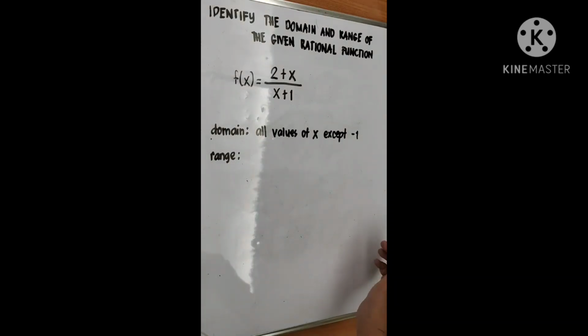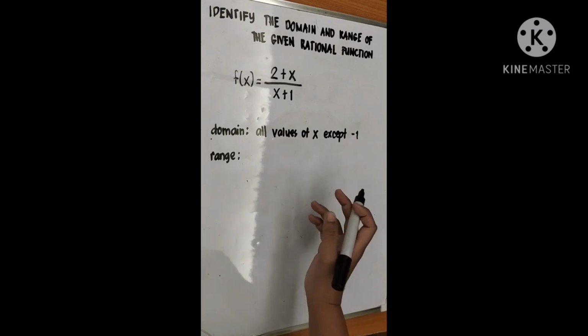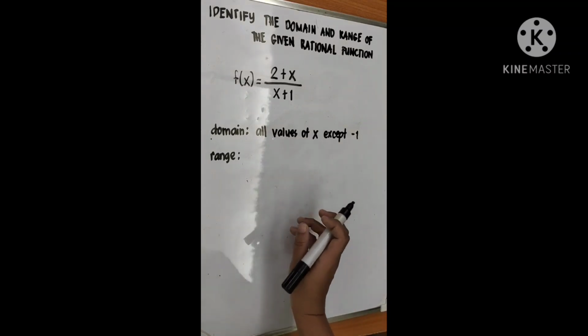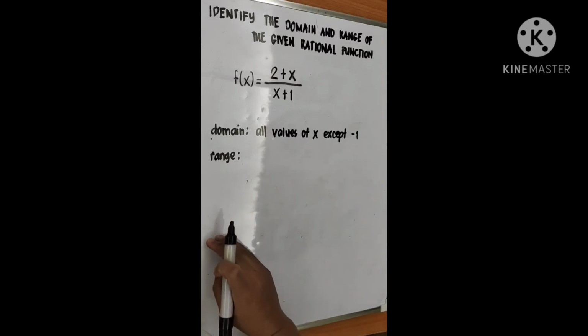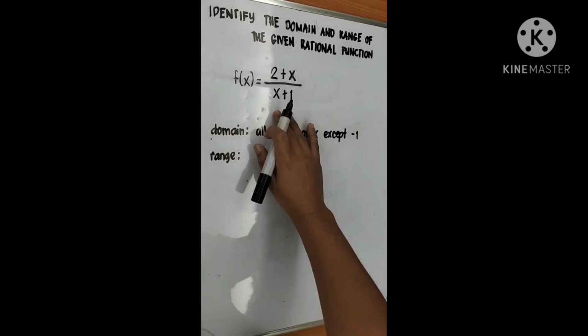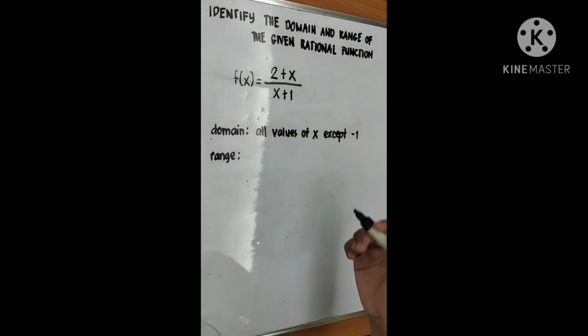In solving for the range of a rational function, we will get its inverse first, and we will identify the domain of that inverse. In that way, the domain of the inverse is the range of our original rational function. To do that, we will follow the 4 steps in getting the inverse.